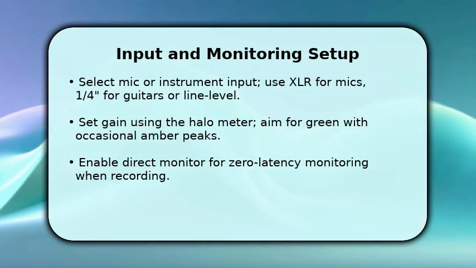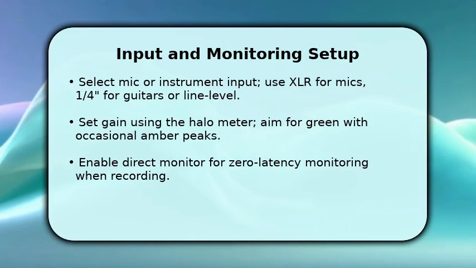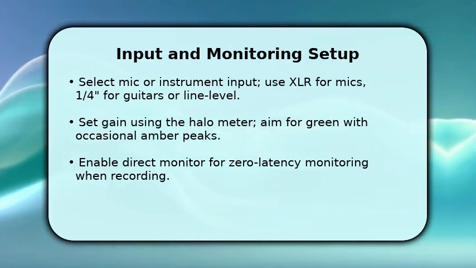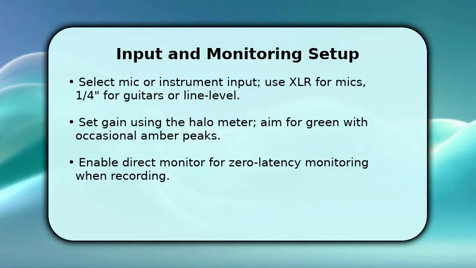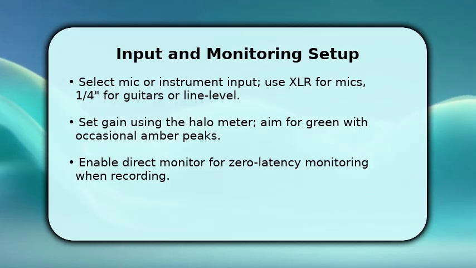Next, you configure inputs and monitoring so recordings are clean and immediate. Plug a microphone into the XLR and set phantom power if you're using a condenser mic. Use the 1/4-inch instrument jack for guitars. Once connected, slowly raise the gain while watching the halo meter. Target green with rare amber so you avoid clipping.